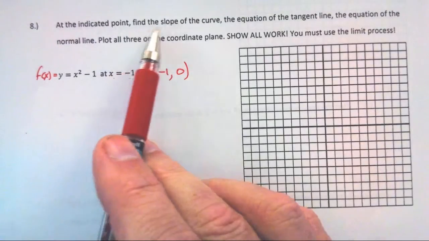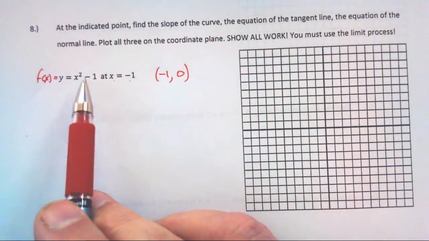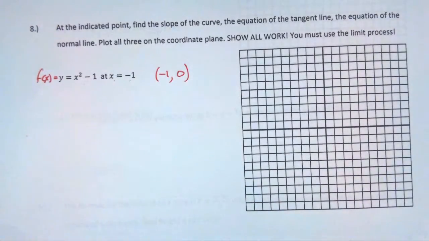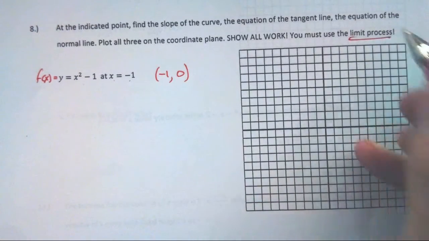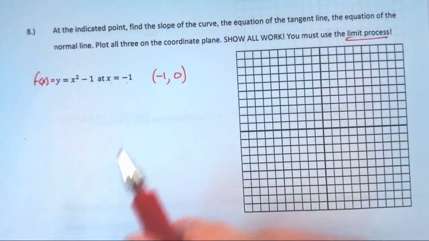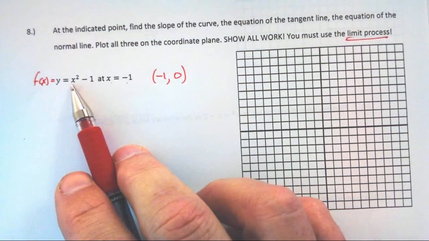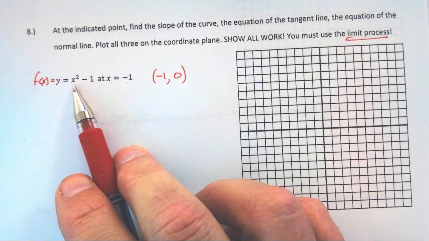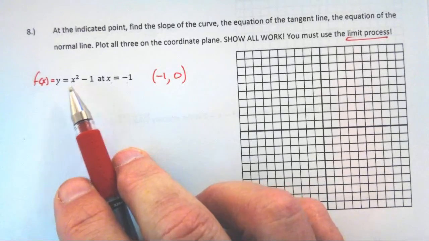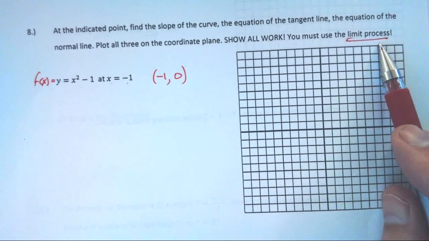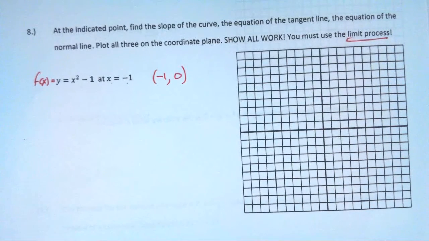So at that point, find the slope of the curve, the equation of the tangent line, the equation of the normal line, plot all three, show all work. You must use the limit process, which means if we're going to be finding slopes, we can't just say, oh, the slope formula for f is 2x. I know it is, but we're going to use the limit process throughout the test. There's another part of the test where I felt the need to write that as well, because it's really tempting not to. You're going to get to bypass that, but I just don't think you're sick of it enough yet.